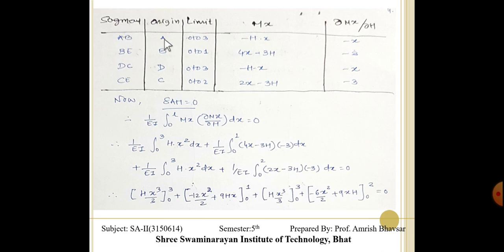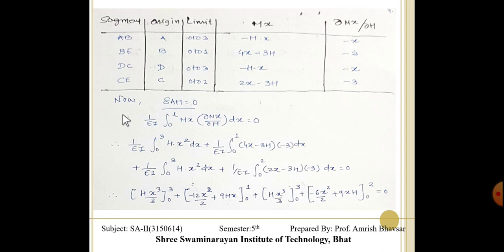First from A we take x distance from A to B and the moment is minus h into x, so del Mx upon del h is minus x. 4 into x plus 3 into h means it is 3 minus h into x, that is minus x over here, and 2x minus 3h, so minus 3 over here.